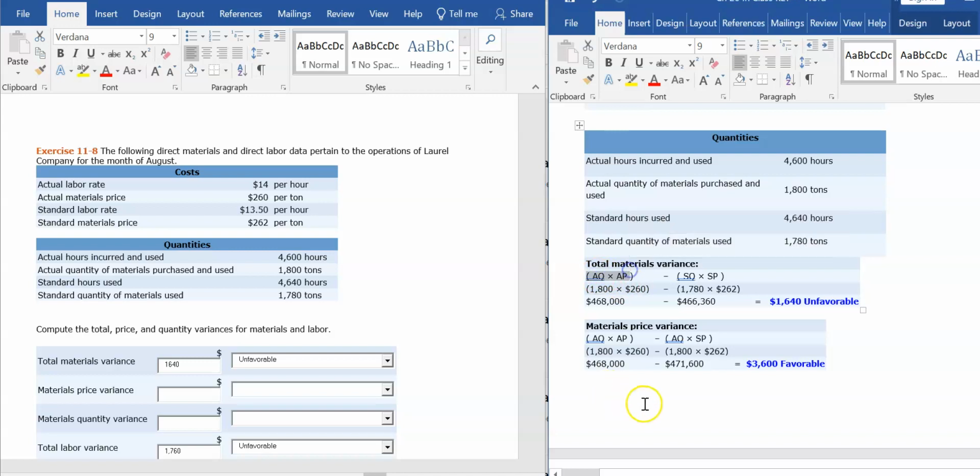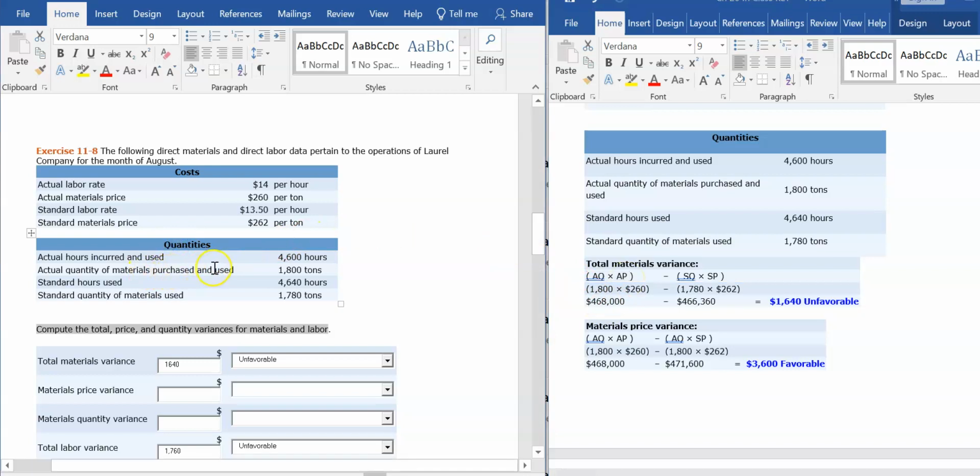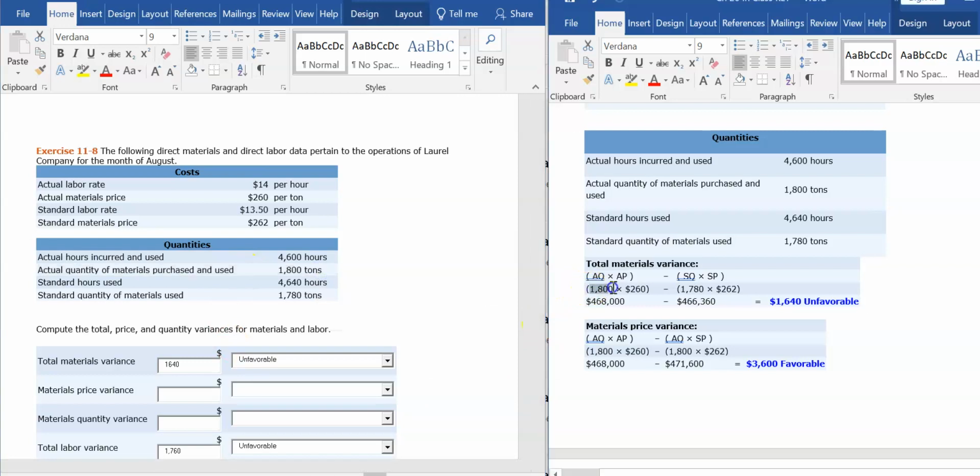The total actual amount of material cost is going to be the actual quantity of materials used times the actual price paid for those materials. Going over here to the quantities, actual quantity of materials used was 1,800 tons. The actual materials price per ton was $2.60. If I multiply the actual quantity used by the actual price, I have calculated the total actual material cost.